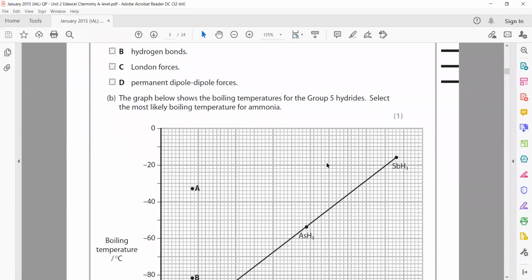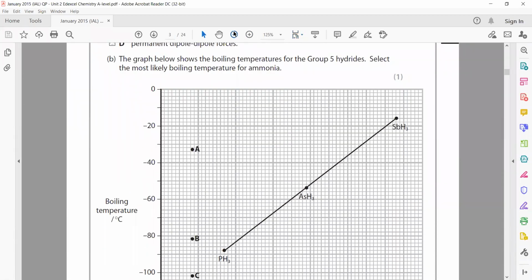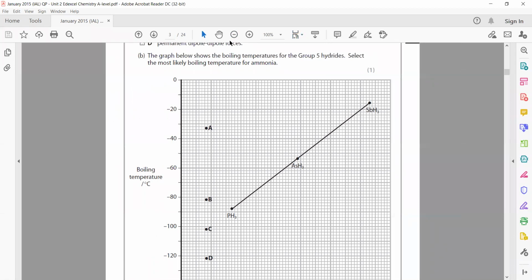The graph below shows the boiling temperatures of group 5 hydrides. First, NH3 will have hydrogen bonds, and a hydrogen bond is stronger than dipole, induced dipole force. That's why NH3 will have a higher boiling point as compared to PH3. But why does PH3 have a higher boiling point than AsH3? Because they have dipole induced dipole force, and dipole induced dipole force increases as the number of electrons increases. That's why A will be the right answer.